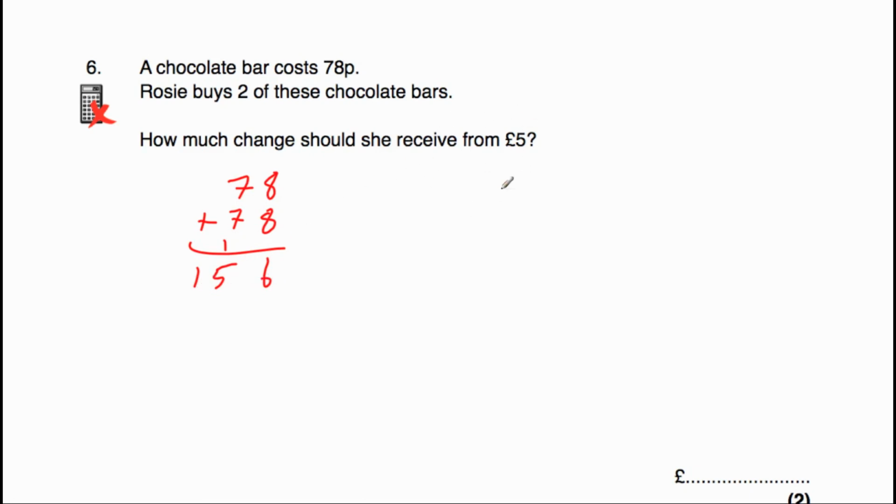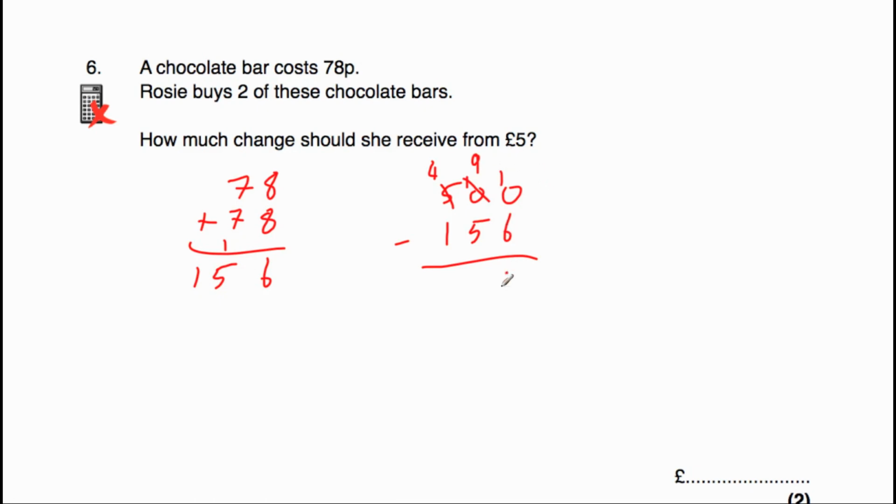Now we want to find out how much change she receives from £5. So let's write our £5 as 500 pennies, and we're going to take away 156p, or £1.56, and let's see what we get. So 0 take away 6 we can't do, so we need to borrow, but unfortunately there's nothing to borrow from, so let's cross off the 5 and call it a 4 and call that a 10. Cross off the 10, call that a 9, and now call that a 10.